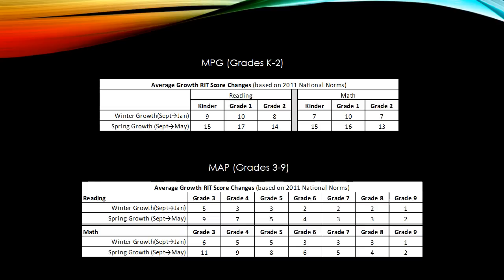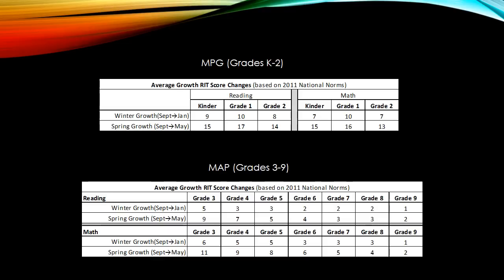Every grade level in every subject has different levels of expected growth. This slide shows winter growth, September to January, and spring growth, September to May, for both reading and math. The top table is for MPG, which is administered to grades kindergarten through second grade. The bottom table is for MAP, which is administered to grades 3 through 9.